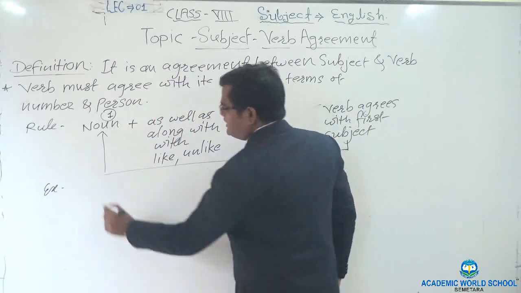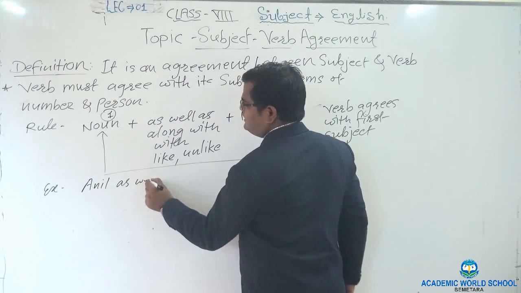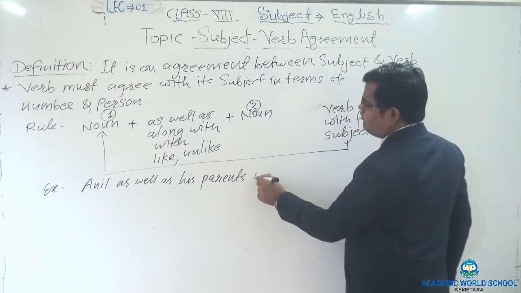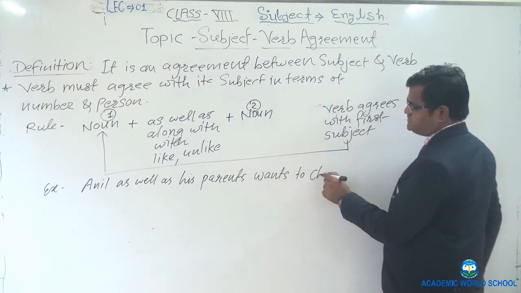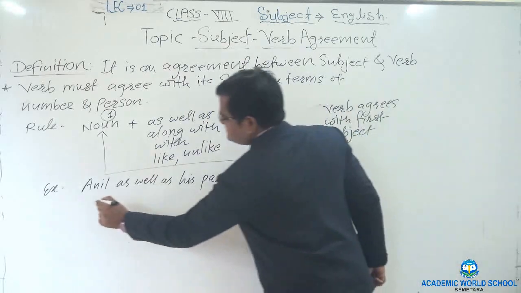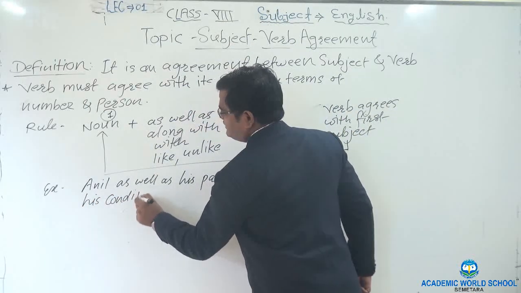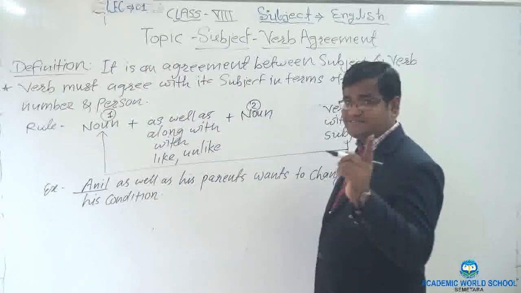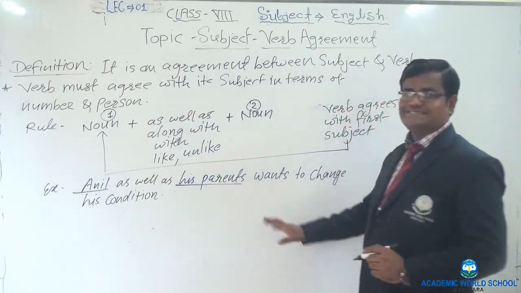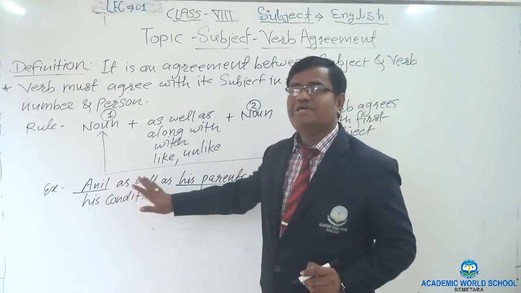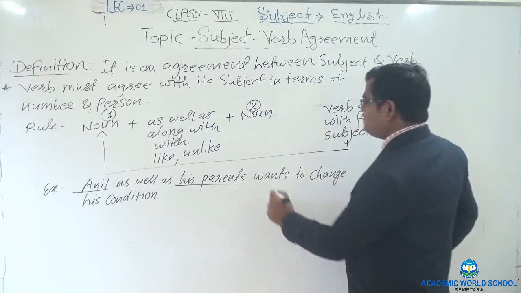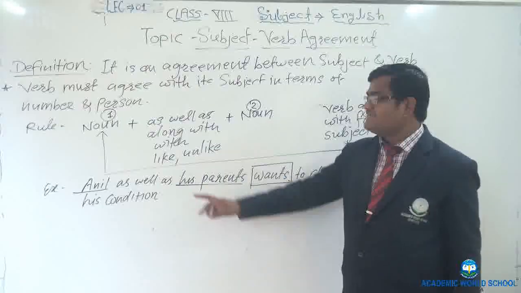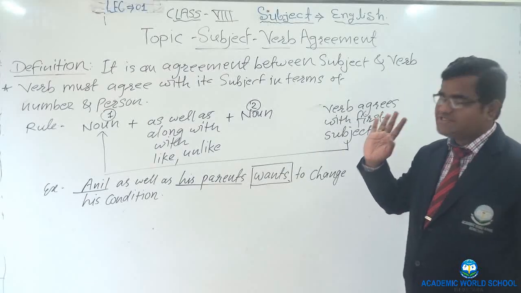Example: Anil, as well as his parents, wants to change his condition. Here in this sentence, Anil is the first subject, and his parents is the second subject, and both subjects are joined with "as well as." So as per the rule, the verb agrees with the first subject, which is Anil. So Anil wants to change his condition.